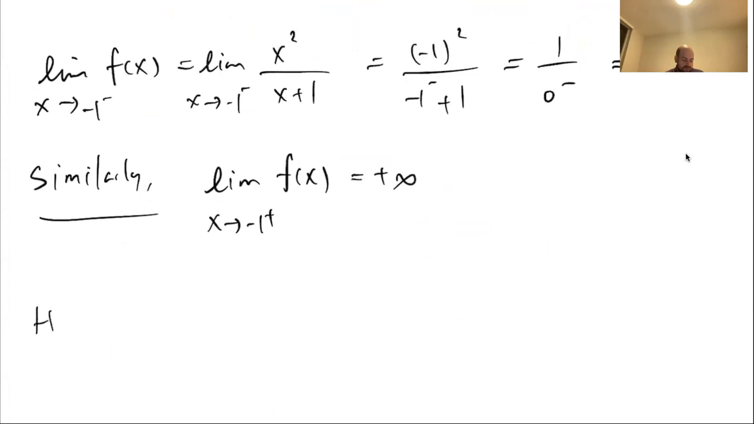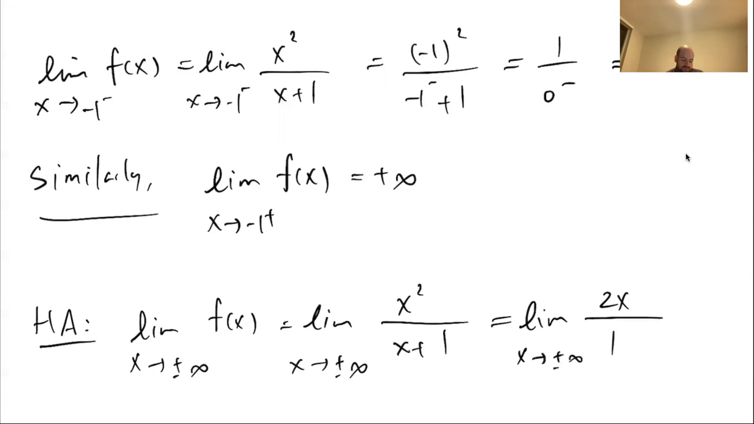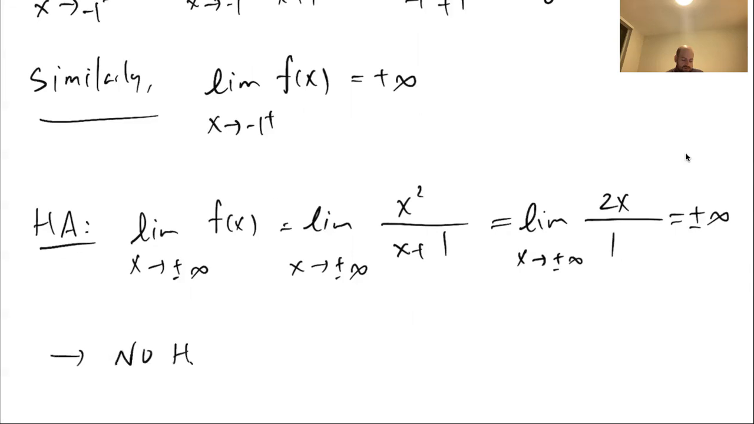For horizontal asymptotes, we need to check the limit of f of x as x goes to plus or minus infinity. This will be the limit of x squared over x plus 1 as x goes to plus or minus infinity. We can use L'Hopital's rule here. So the limit of 2x over 1, as x goes to plus or minus infinity, is plus or minus infinity. So that means no horizontal asymptote, right? Because we didn't get any constant as the result, so no horizontal asymptote.